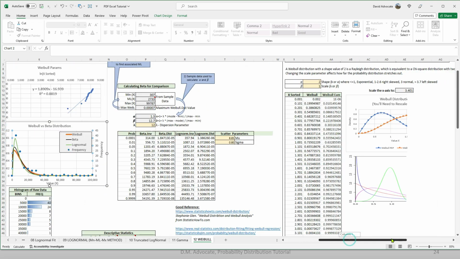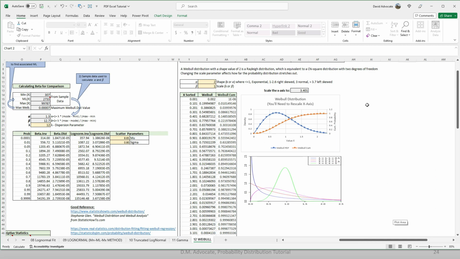Also, on the very far right, I've added a little game you can play with where you can just change alpha and beta and see how the curves change.